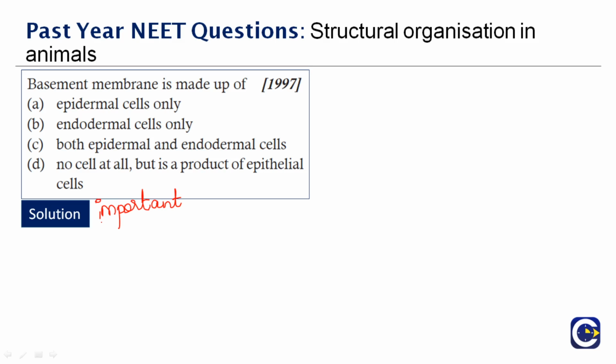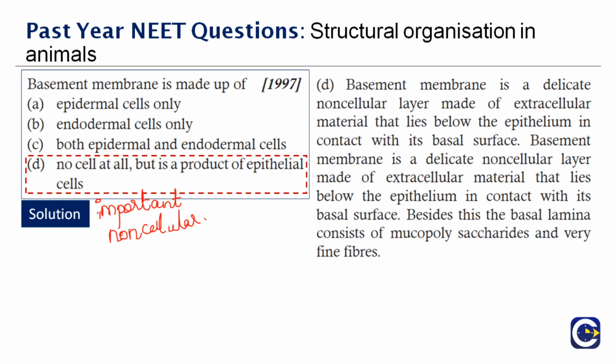The basement membrane is a delicate organ. It's not a cell at all, but it is a product of epithelial cells. As they have mentioned clearly, it's non-cellular, or you can call it acellular. It's not a cell basically, but still it is produced from the epithelial cell, and it gives certain functions, maybe some support that it contributes for the organs. Therefore the correct answer to this question is option D.